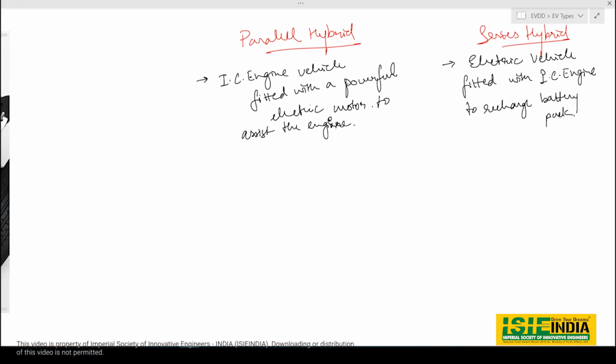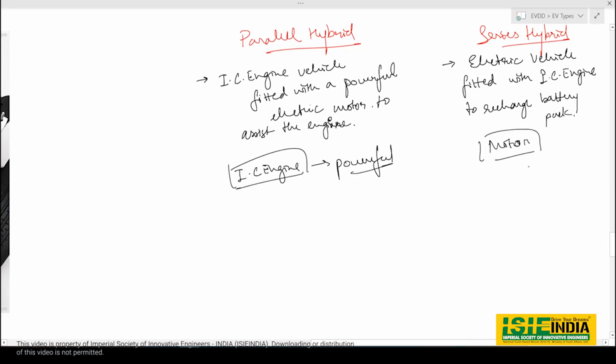And that is why in case of parallel hybrid, the IC engine is powerful, means the IC engine is of greater power, and in series the motor is powerful. Because series is primarily an electric vehicle fitted with an IC engine, and parallel is primarily an IC engine vehicle which is fitted with an electric motor. Okay, so is this clear?